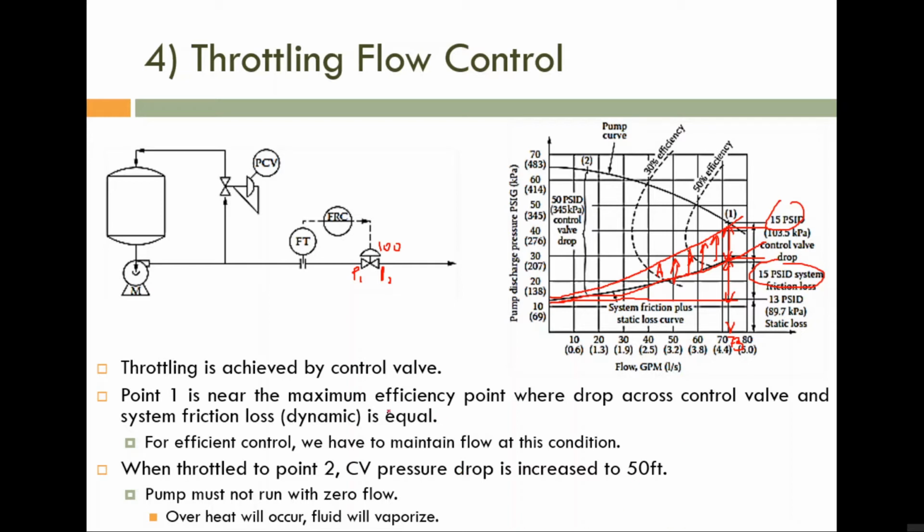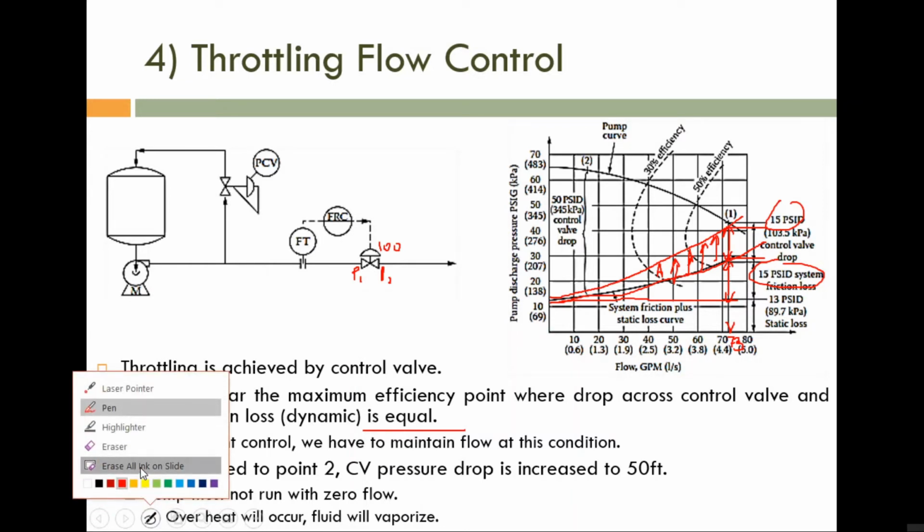That one is mentioned in this particular point. The friction drop across the control valve and the system friction loss, the dynamic friction loss, must be equal. So here it is equal. At point 1, this is equal, and this is very important. It must be equal.